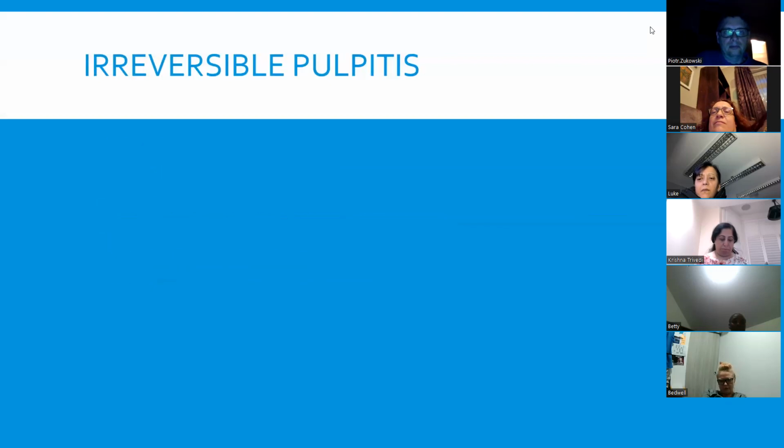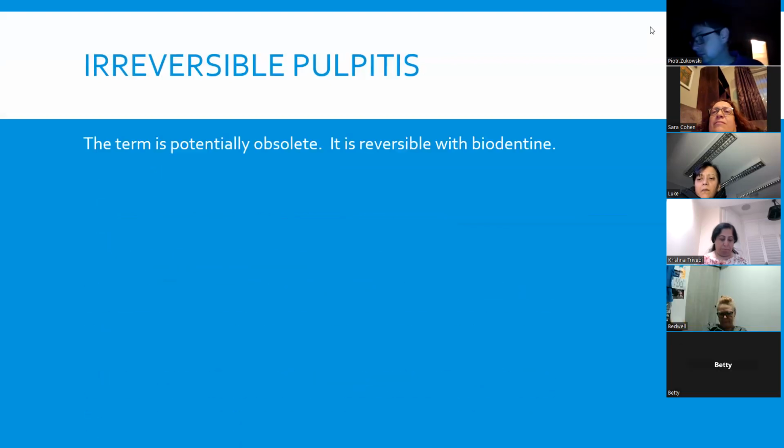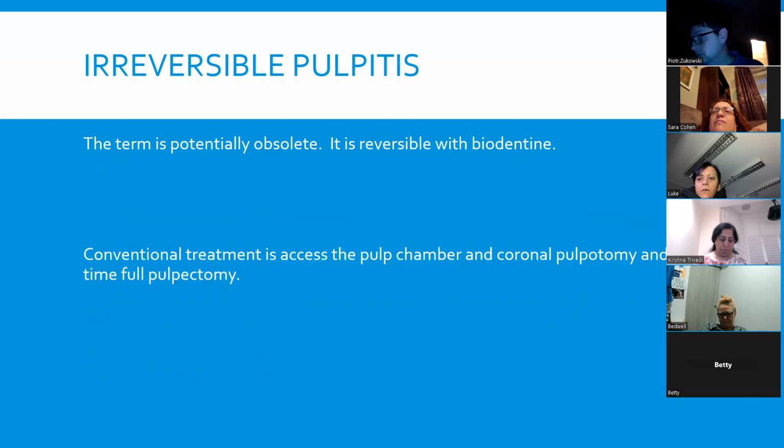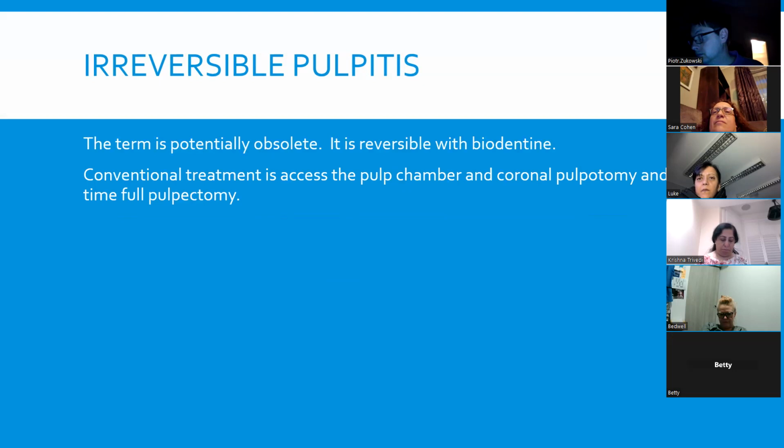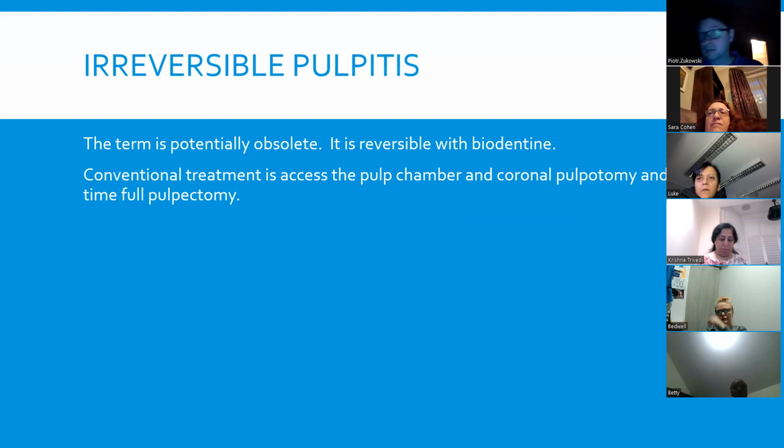Okay. Irreversible pulpitis. This term is obsolete, as I say, because of biodentine, but most of the time we are not using biodentine for most patients. And for some patients, it is beyond biodentine's help. The conventional treatment is access to the pulp chamber and coronal pulpotomy. And if you've got time, full pulpectomy. So ideally get to the apex. If you haven't got time, okay, don't get to the apex.